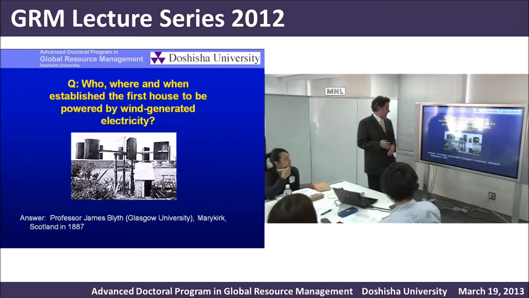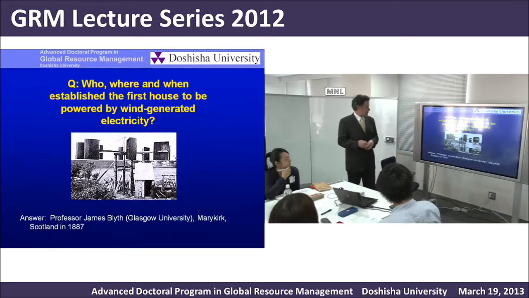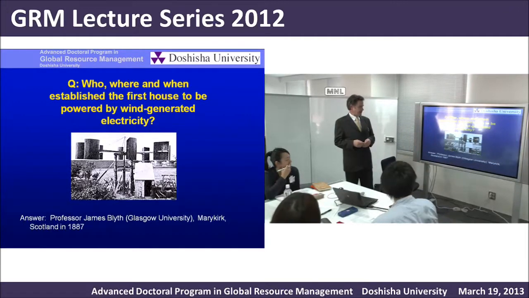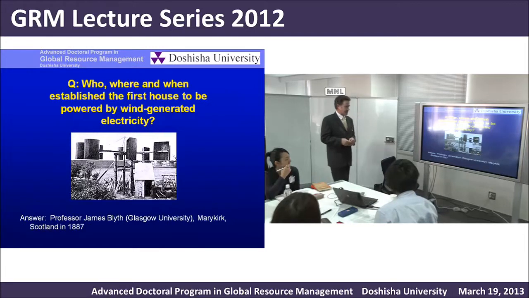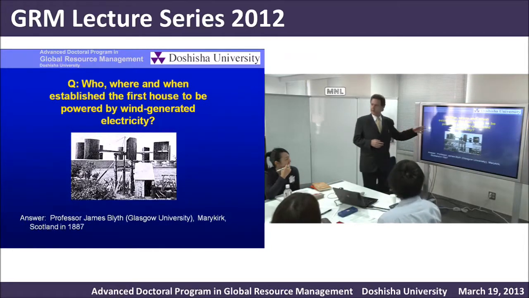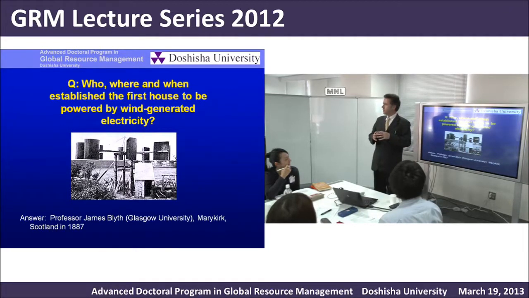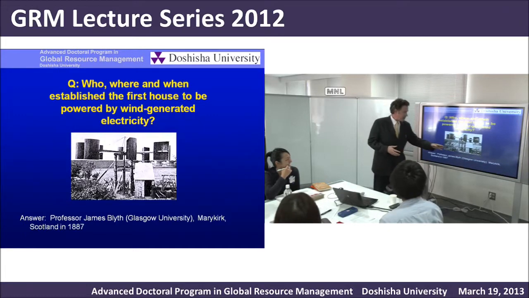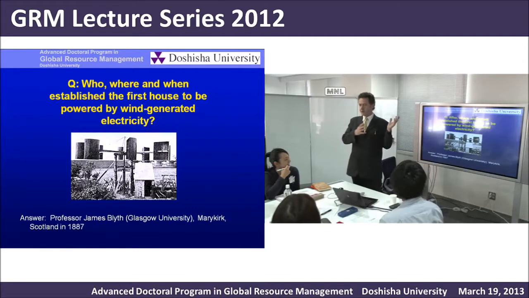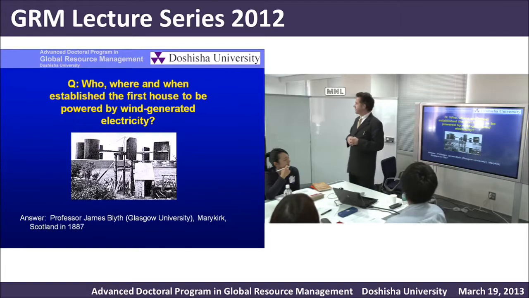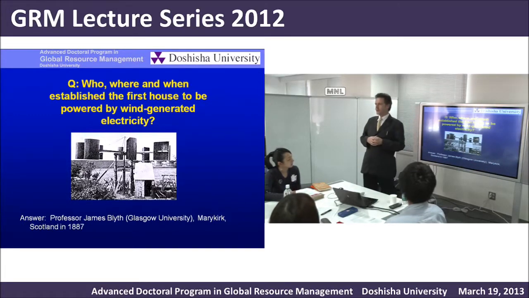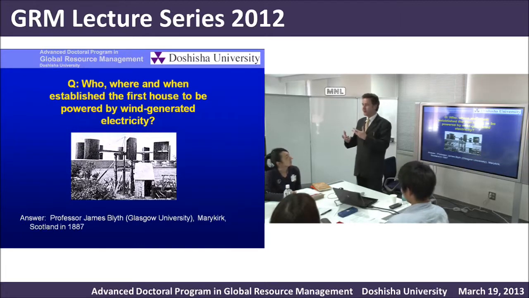And the answer here is that it was a professor from Glasgow University in Scotland, and he built a wind generator in the land next to his holiday cottage in a place called Marykirk, and he charged batteries from there. Of course, the induction generator had recently been invented, by Nikola Tesla. So electricity was a very new thing.